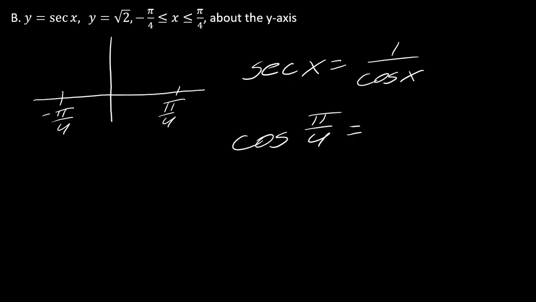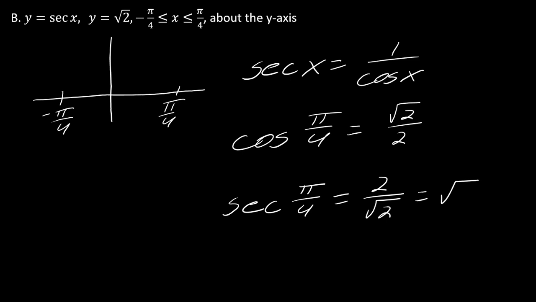So cosine of pi over 4 equals normally square root of 2 over 2. So secant of pi over 4 is just going to be the reciprocal, 2 over the square root of 2. And if you rationalize the denominator, that just equals the square root of 2. Okay, so here's the square root of 2. So if I plug in pi over 4 and negative pi over 4, I get the same value. And so then I can just connect these like so.